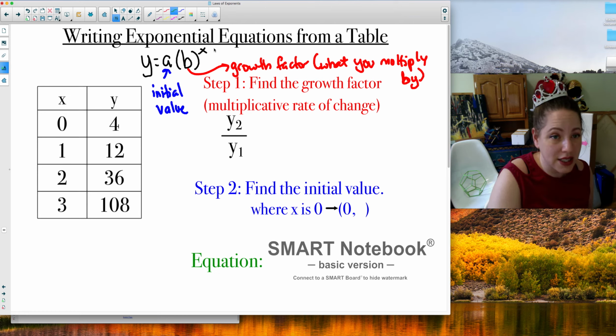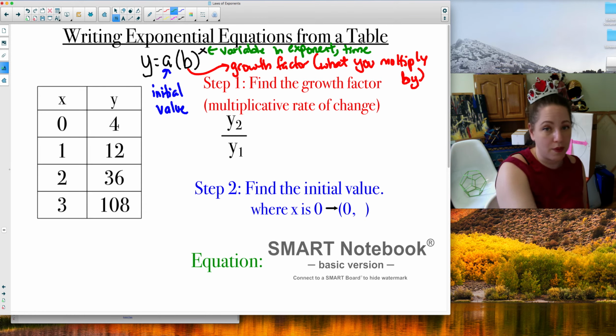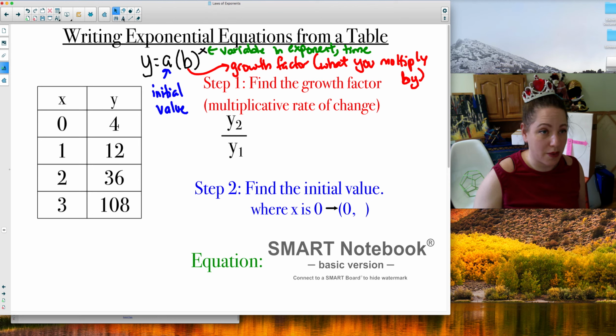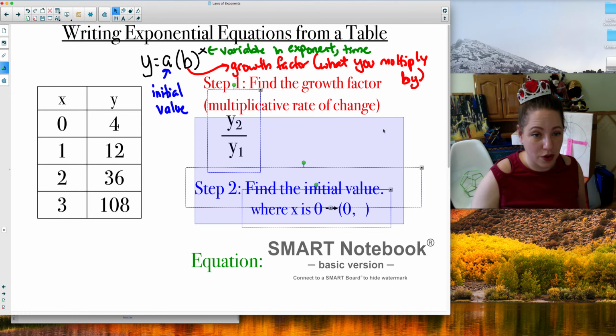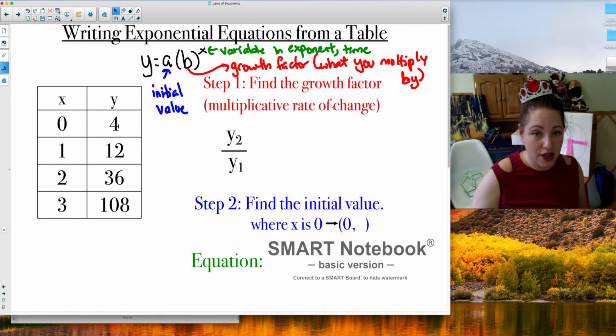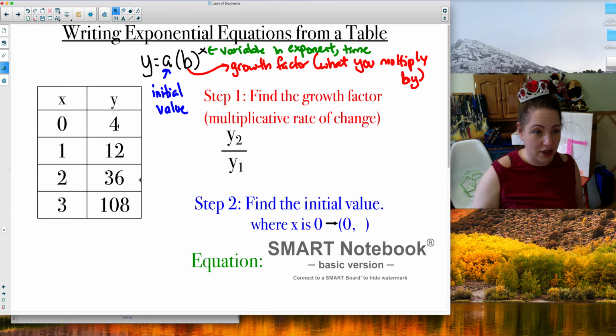The last thing is the x. The x is always a variable in the exponent, and it almost always stands for time. So in this case, it's how long things are going, the amount of time that has passed. Okay, so take a second, pause that, write it all down, and then we're going to move on. Slide that down, make it a little easier to look at.